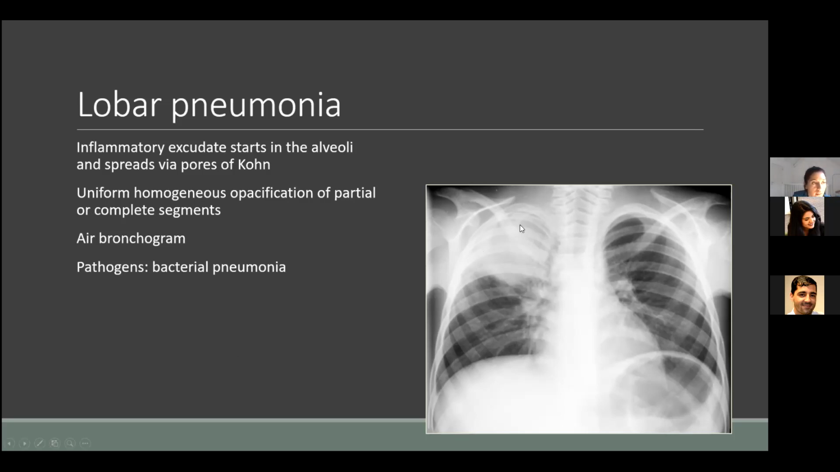So we have diffuse consolidation, sharp delineations of the consolidation as they reach the fissure, and we have the air bronchogram, which is really not appreciated on this chest X-ray, but in most cases you will be able to see an air bronchogram. The pathogens that mainly cause a lobar pneumonia are bacterial.